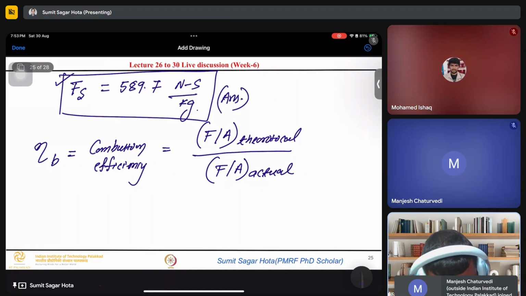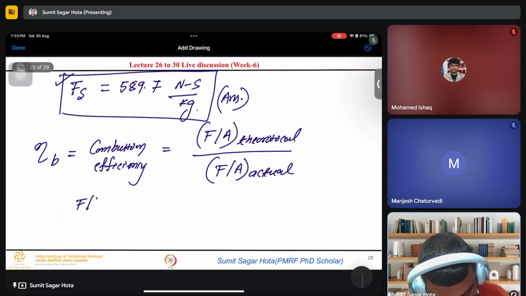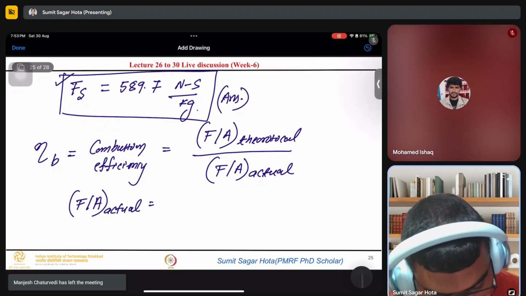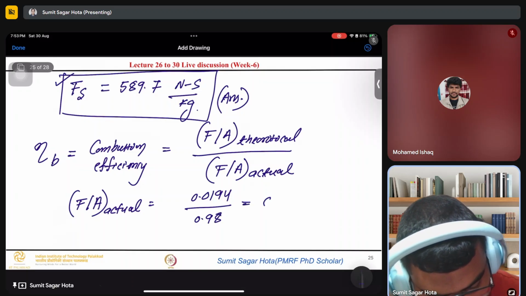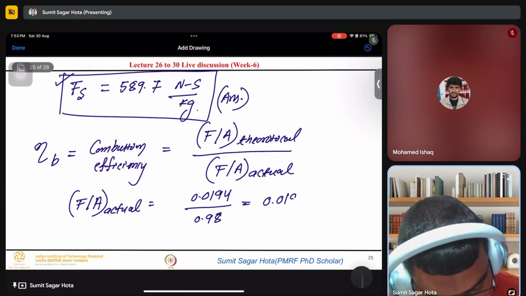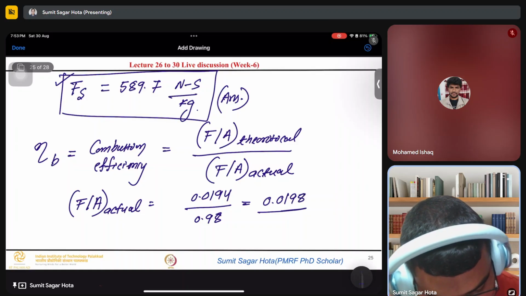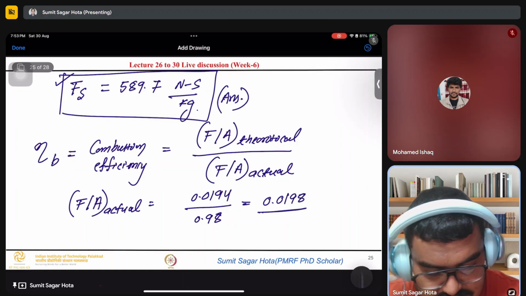So now we need to find out the actual fuel air ratio, which is equal to 0.0194 by 0.98. If you solve it, you will get 0.0198. This is the value you will get.